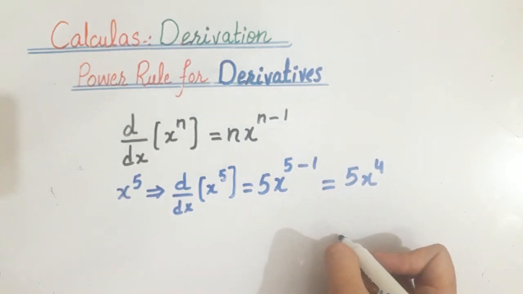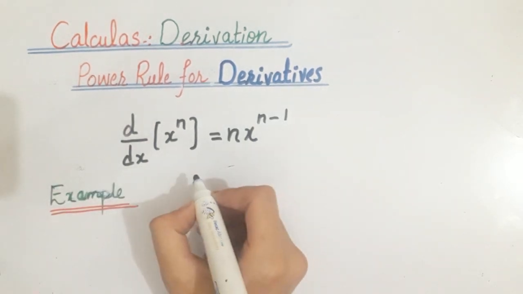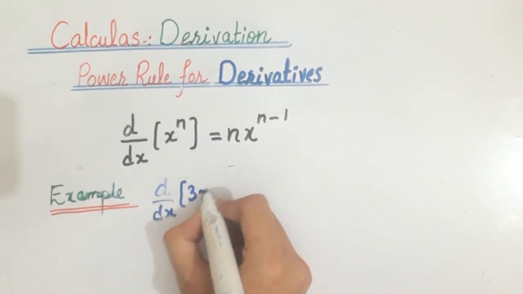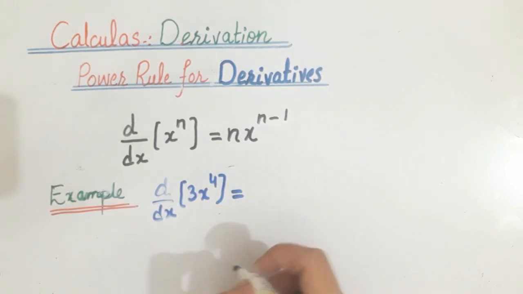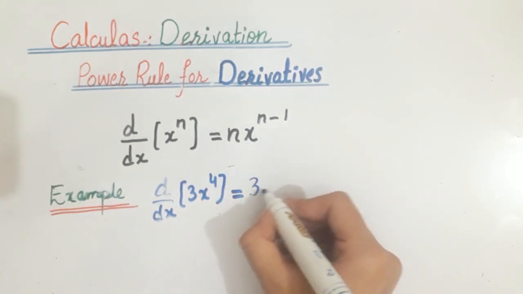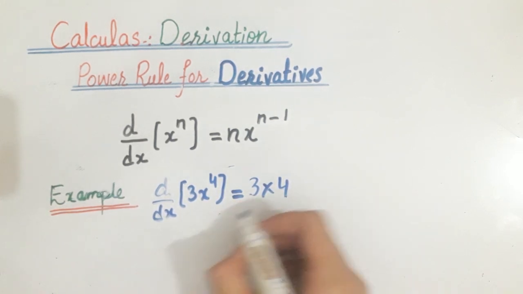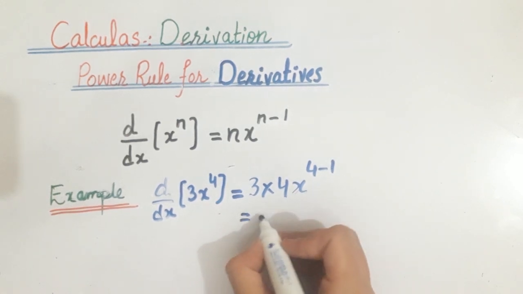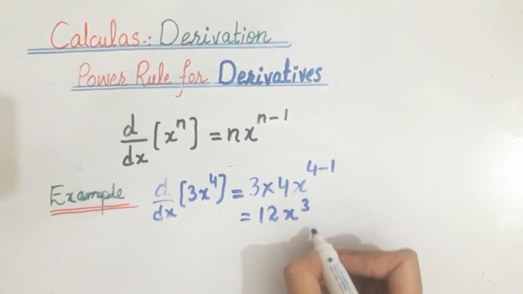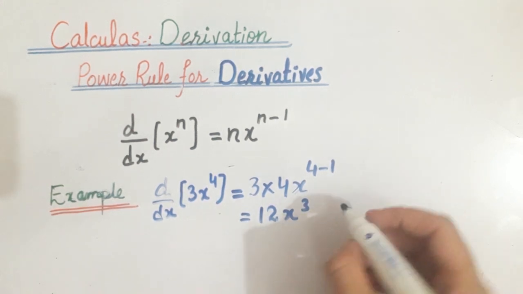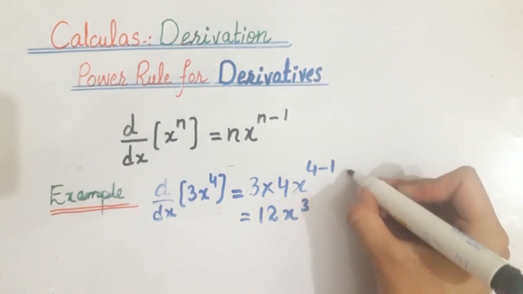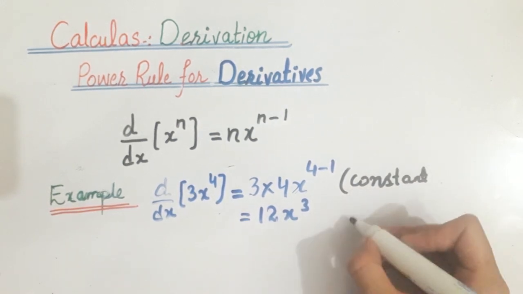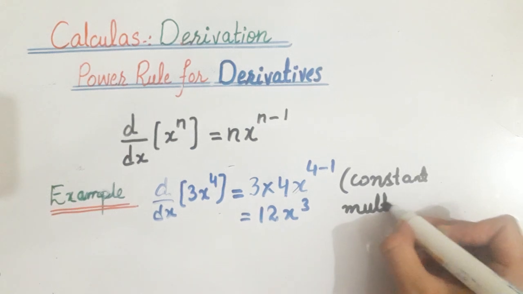Now we will solve another example. If you have a function d by dx of 3x raised to power 4, you will solve this as 3 multiplied by 4, the power in the front, and x raised to power 4 minus 1. So this will become 12x raised to power 3. This will be the answer. This is an example of a constant multiplier.